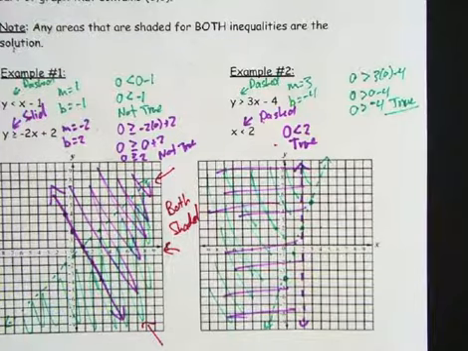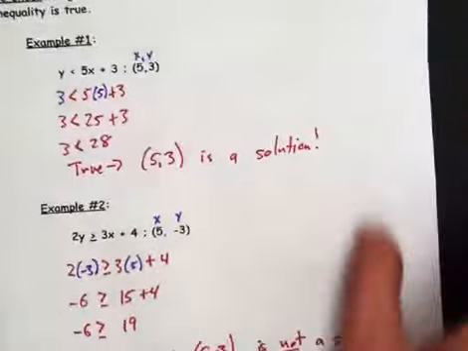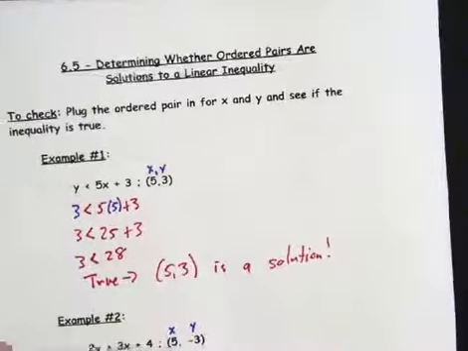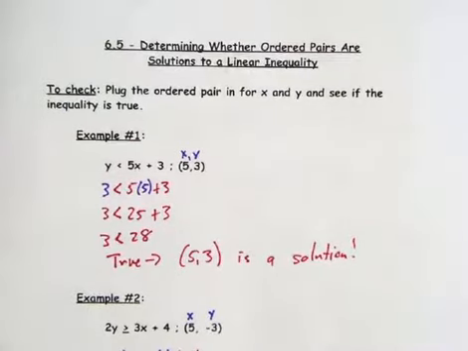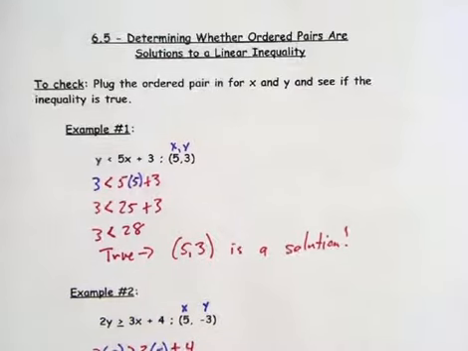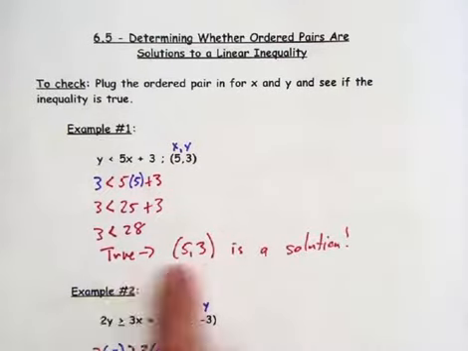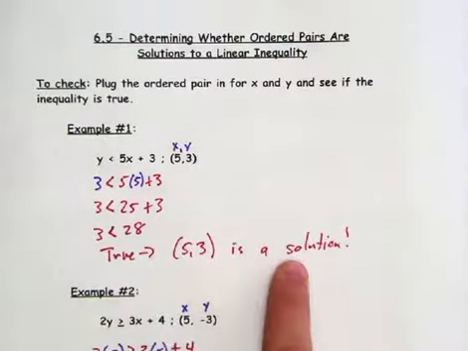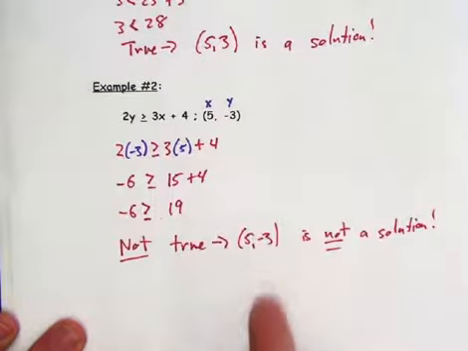Just as a quick recap, right? If we want to know whether or not an ordered pair is true for a linear inequality, we're going to plug both the y and the x in. We're going to solve. If it's true, 3 is less than 28, that's going to be a solution. If it's not true, it's not a solution. This comes in handy when we plug in 0, 0.